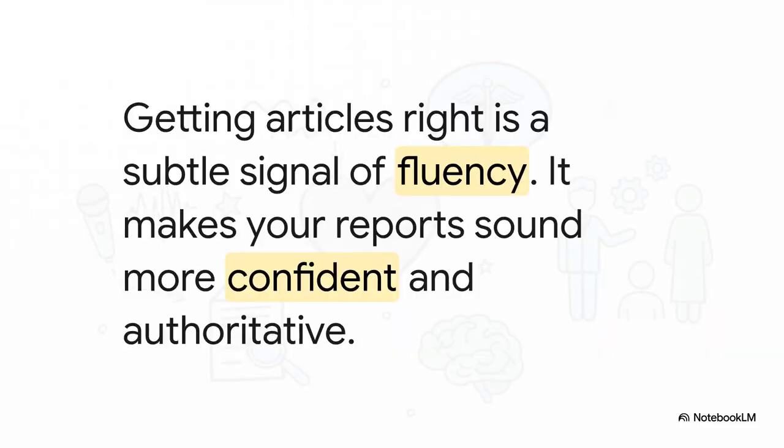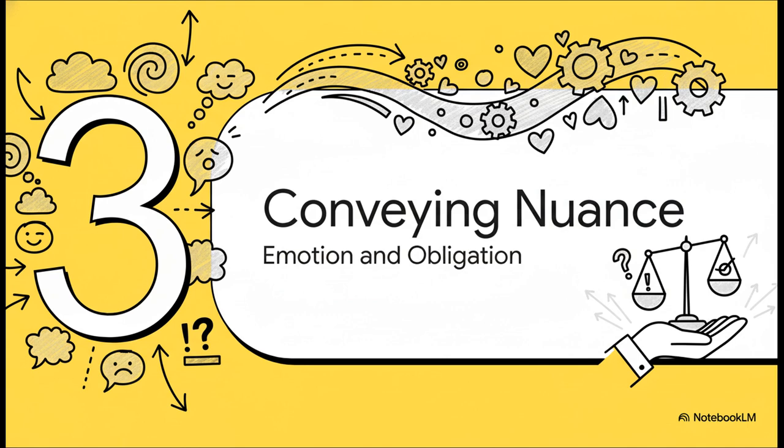So why do we even care about this? Well, because using articles correctly is one of those subtle signals that you have a real command of the language. It makes your reports and your instructions just sound more confident, more authoritative. It's a small thing that makes a big impact. All right, we've handled the facts, and now we're getting into the really interesting stuff, moving from just reporting information to conveying nuance. We're talking about the subtle language of feelings, advice, and obligations. This is where English gets really powerful.